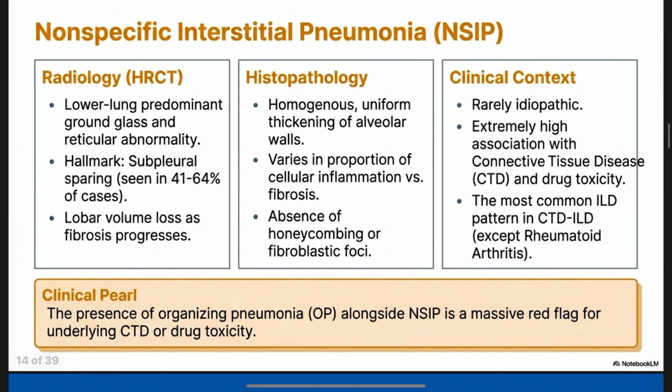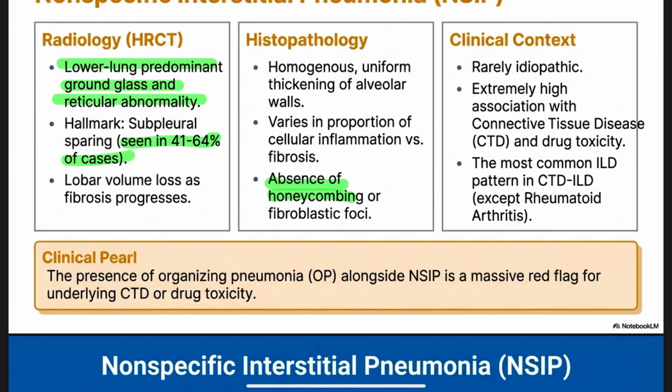And NSIP, again radiologically, lower lung predominant GGOs with reticular abnormalities. Subpleural sparing is a hallmark, but again it is seen only in 41 to 64% of cases, so subpleural sparing need not necessarily be present. Lung volume loss is there when fibrosis progresses. And histologically, absence of honeycombing is very important. There will be uniform thickening of the alveolar wall, and rarely will NSIP be idiopathic. So before naming NSIP as idiopathic, always rule out CTD and drug toxicity. The most common ILD in CTD-ILDs is obviously NSIP, except for rheumatoid arthritis, where UIP is the most common pattern.